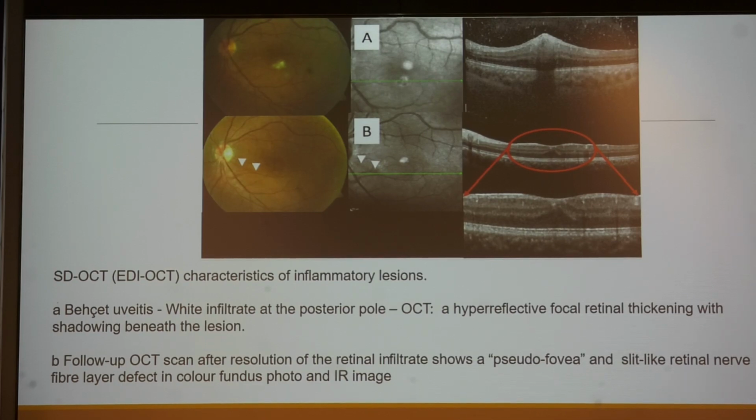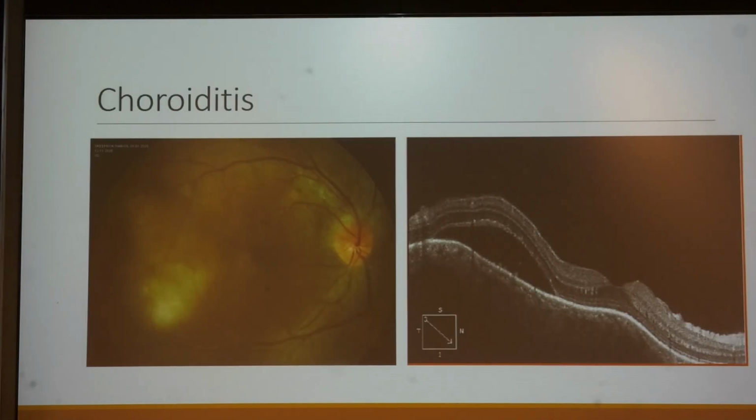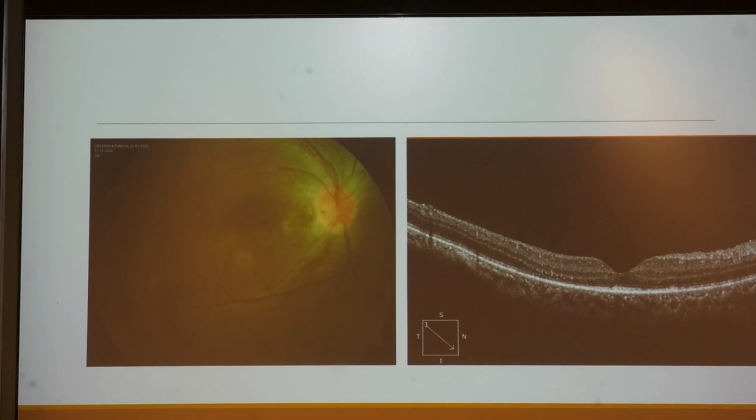Another Behçet uveitis with a retinitis patch shows a hyperreflective focal retinal thickening with shadowing beneath the lesion, and resolution of the lesion shows a pseudofovea-like picture. Yet another case of TB choroiditis, you can very well see RPE is elevated due to choroidal thickening, and there is a fluid detachment also. While treating with ATT, the choroidal thickness resolved and fluid detachment also.